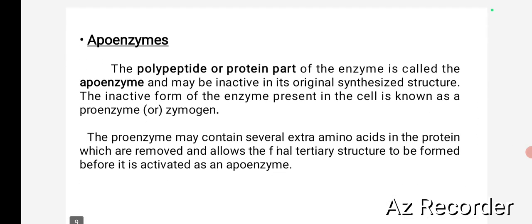Next one, apoenzymes. A polypeptide or protein part of an enzyme is called an apoenzyme and may be inactive in its original synthesized structure. The inactive form of an enzyme present in the cell is known as proenzyme, otherwise called zymogen. The proenzyme may contain several extra amino acids in the protein which are removed, allowing the final tertiary structure to be formed before it is activated as an apoenzyme.